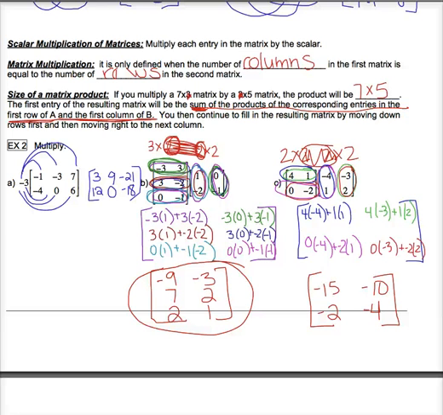We'll use purple for that. So this would give me negative 16 plus 1, which is how I got negative 15. Over here, negative 12 plus 2 would be negative 10. Down here, this is 0 plus negative 2, which is negative 2. And then final entry, 0 plus negative 4, which gives me negative 4.